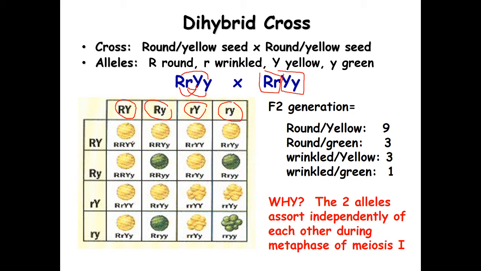Okay, so you can see all these. This is showing you wrinkled and green, right? And all these are just wrinkled and yellow instead of that. So this is just like what I talked about, the two genes that they're looking at sort independently of each other during metaphase 1.